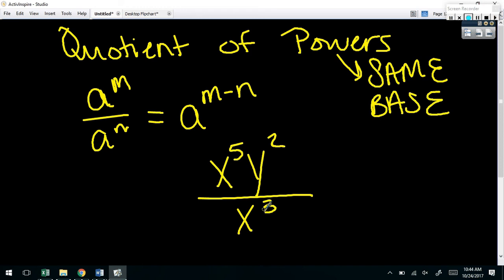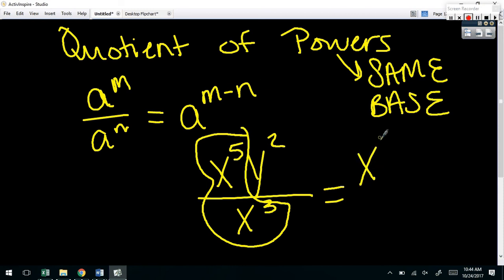Okay. These have the same base, yes? So these are the ones that I subtract the exponents on. So 5 minus 3 is 2. So now I'm done with those. And then y to the second. We've already established that I can't combine those because the bases are not the same.